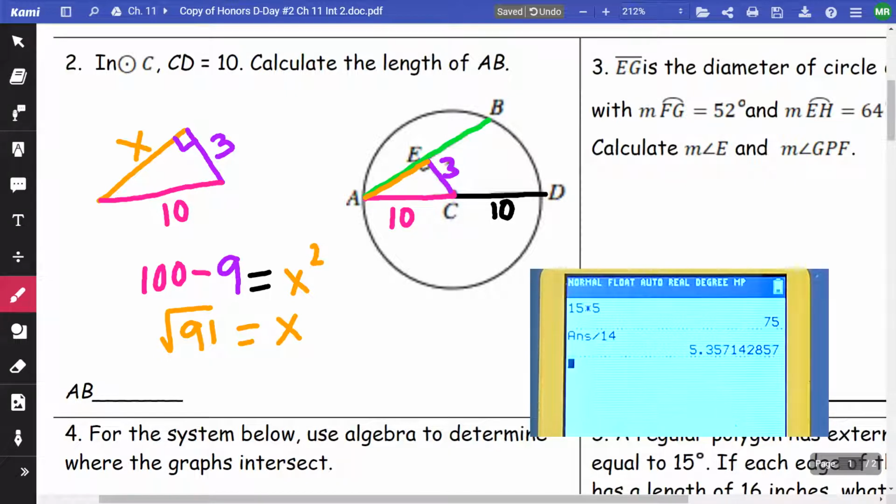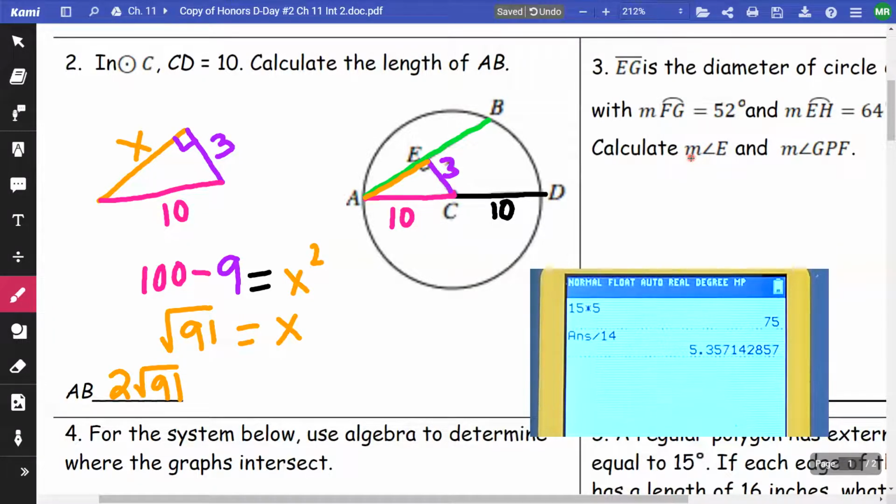And then what is true, since this line segment is meeting this chord in a perpendicular manner, we saw that when that happens, this ends up being bisected. So this AE is going to be the same as EB. So then what I'm going to do is double that answer. There you go.